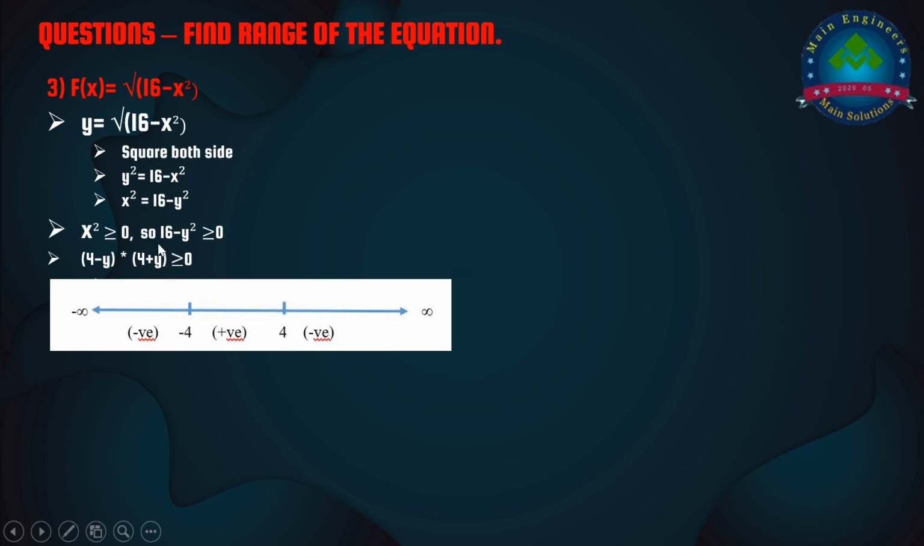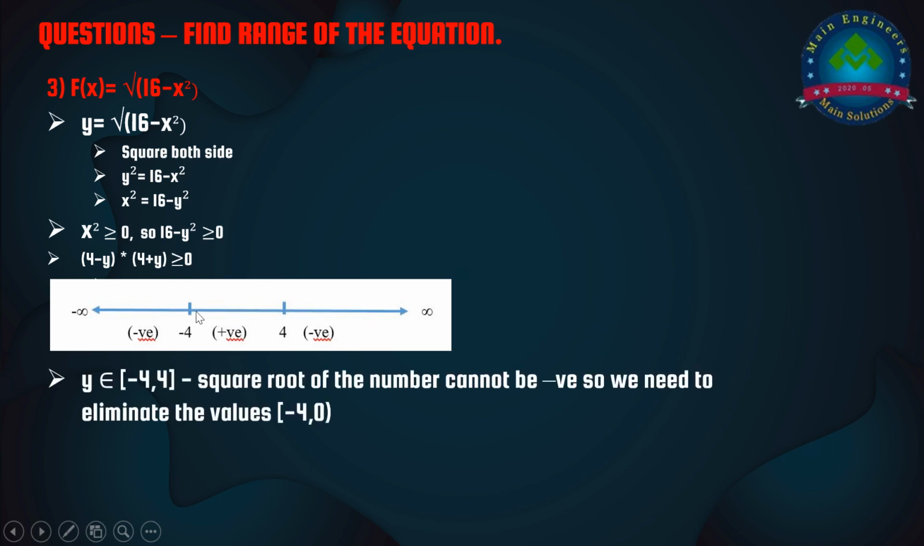But our inequality says it must be greater than or equal to 0, that means it must be positive. So only the region from minus 4 to 4 is valid, and the other regions are invalid for our inequality. So y belongs to minus 4 to 4. Both ends are included because of the equals to 0 sign. But as we mentioned in step 4, we have to look at the initial function as well.